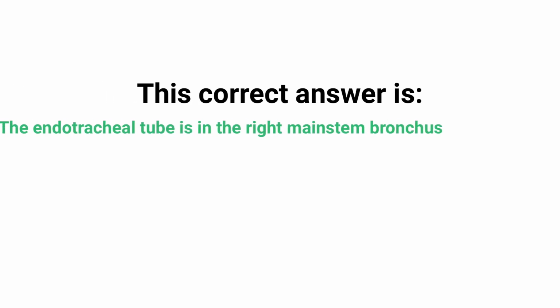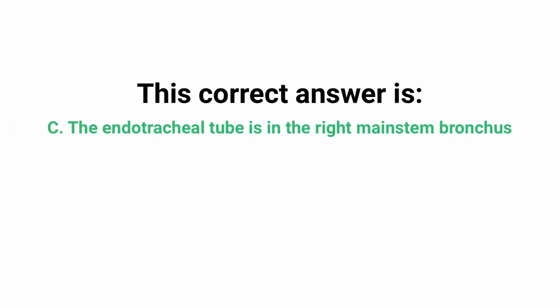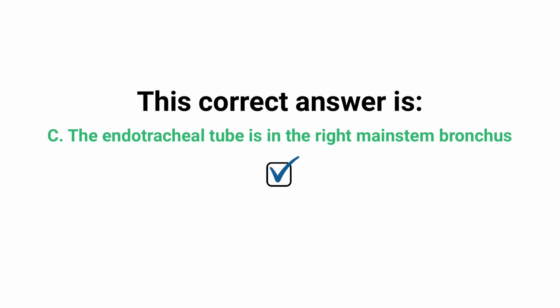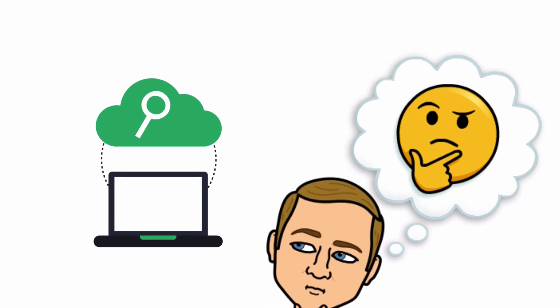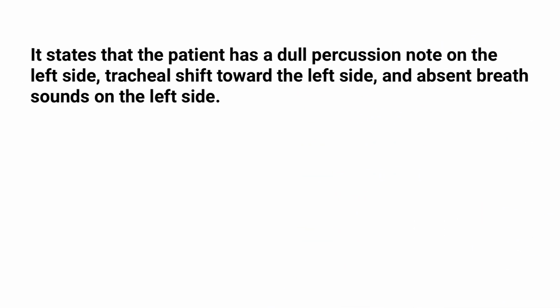The correct answer is C. The endotracheal tube is in the right mainstem bronchus. This is one that we can determine the correct answer right away just by looking at the information that they give us in the question. The question states that the patient has a dull percussion note on the left side, a tracheal shift towards the left side, and absent breath sounds on the left side.